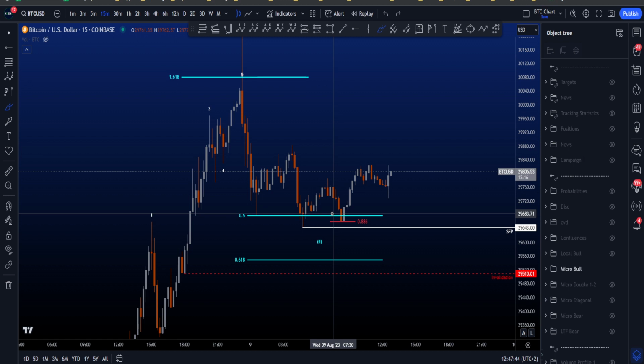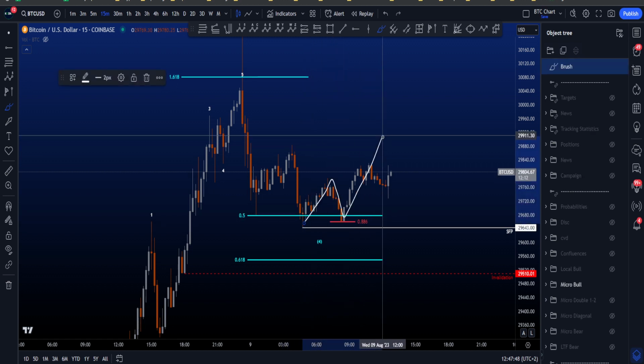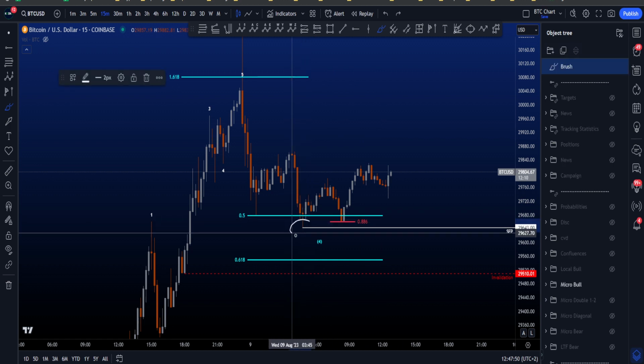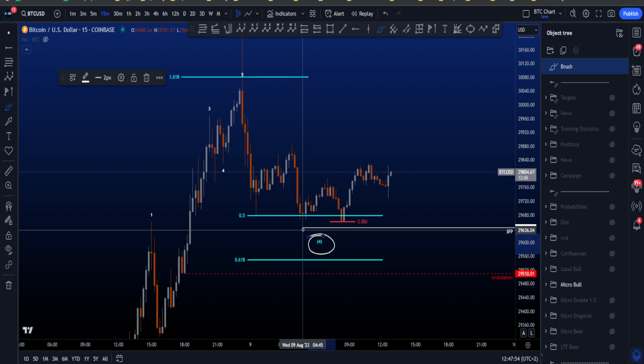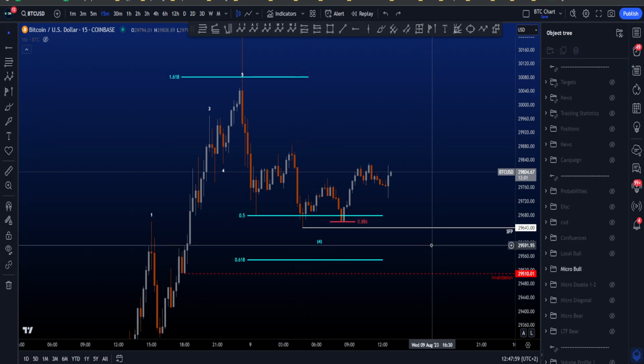And also in the update section in the silver membership, I mentioned that this could be a 1, 2 for continuation. I want this low to be taken to lower the probabilities of this being a wave 4. As long as this low is standing, wave 4 for me is still on the cards.